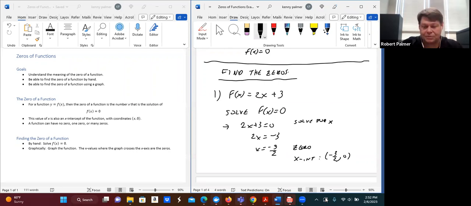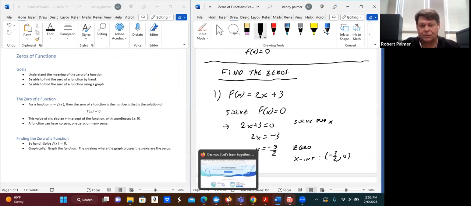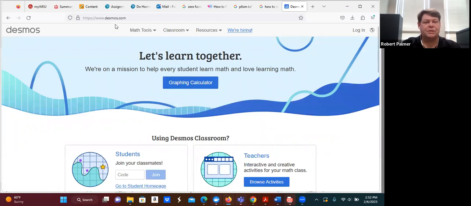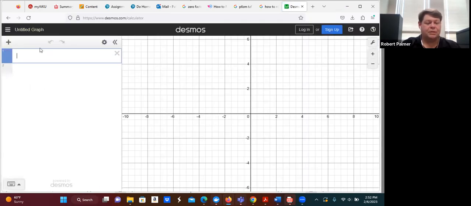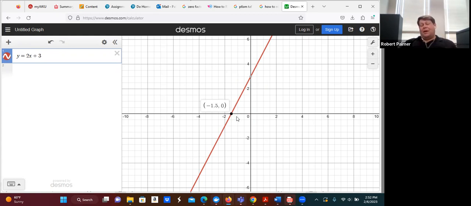Let's take a look at this one on Desmos. Here is Desmos, desmos.com. Let's type that in: y equals 2x plus 3. It actually shows us both the y-intercept and our x-intercept, and that's it right there, negative 3 divided by 2, which is negative 1/2... negative 3/2, 0. So graphically, as I said, your zero is where the graph crosses the x-axis, the x value at that point. Our zero here is the x value negative 1.5. In this case, that's the only one.